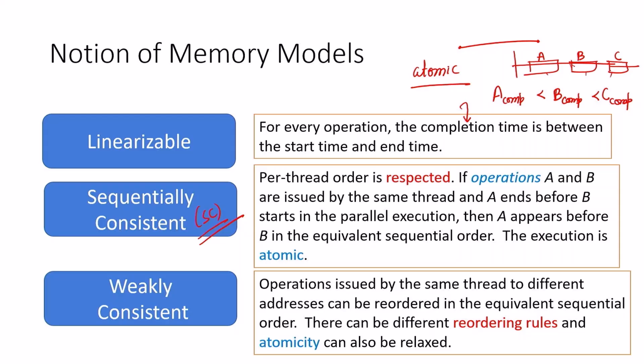We will explain the differences between them in a quick second by considering an example. In sequential consistency, what happens is you do not allow operations from the same thread to overtake each other. That's the main idea, right? If you look at this, this is exactly what this is saying: operations issued by the same thread are not allowed to overtake each other.